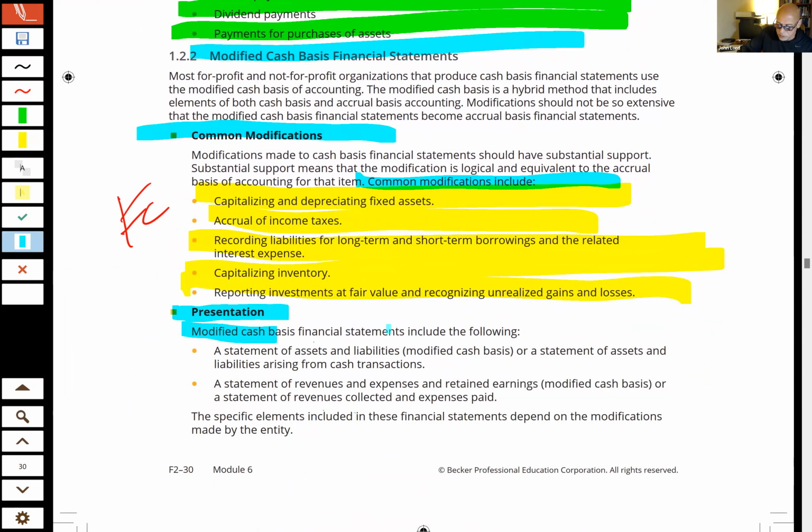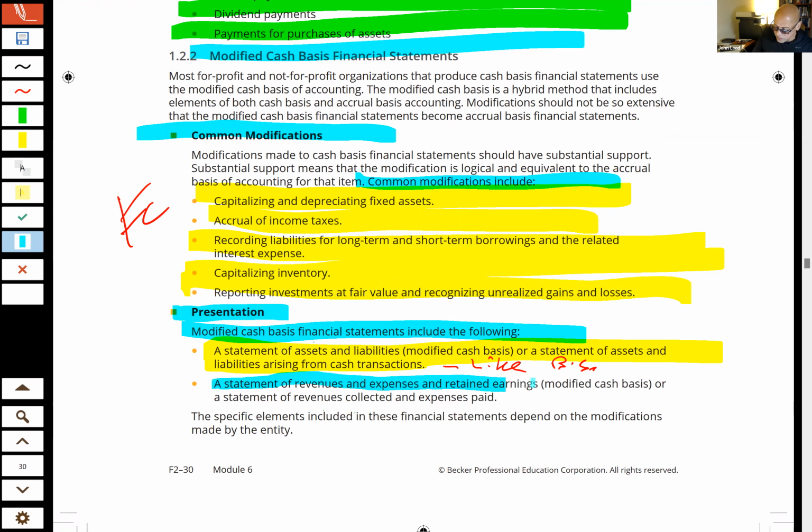Again, we saw the names that would be used for cash, for modified cash. Instead of a balance sheet, we'd have to call it something long-winded like a statement of assets and liabilities, modified cash basis, or a statement of assets and liabilities arising from cash if we're using cash. Or a statement of revenues and expenses and retained earnings, or a statement of revenues collected and expenses paid. That's like the what? The income statement.